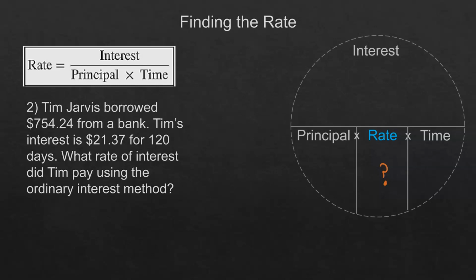So interest was $21.37, principal $754.24, time is 120 over 360. And there's our missing part, the rate.